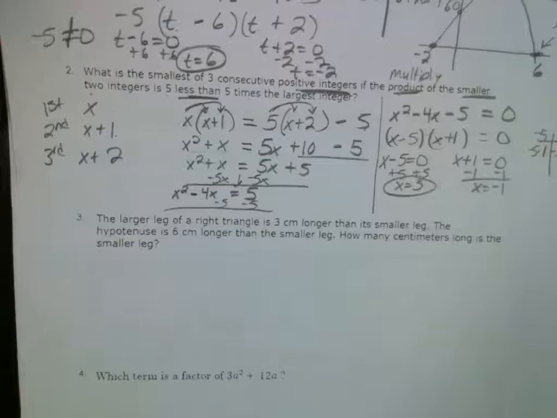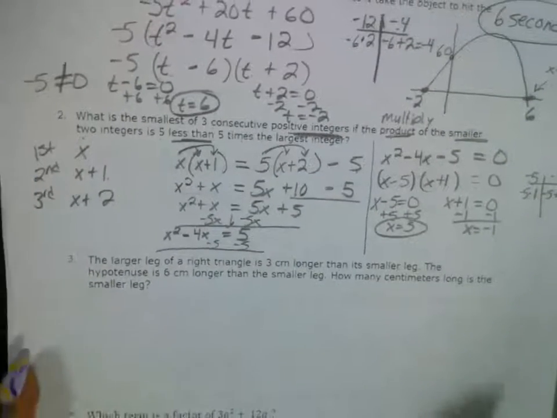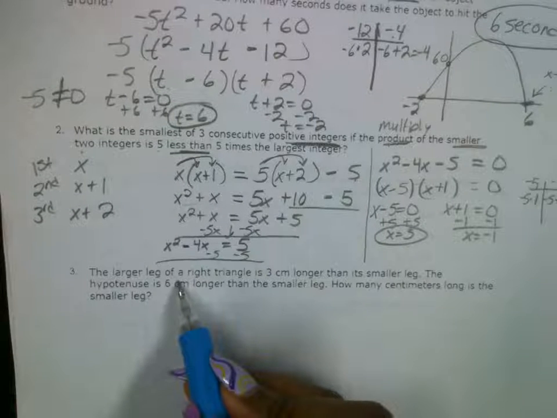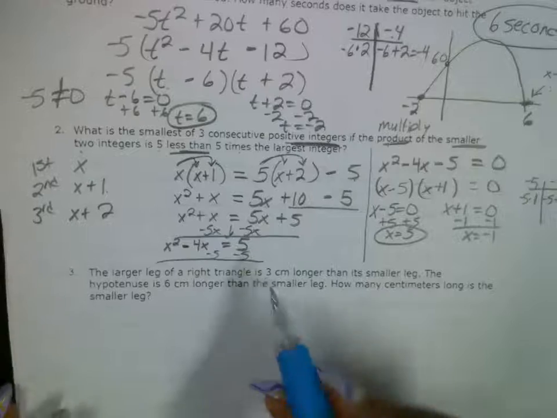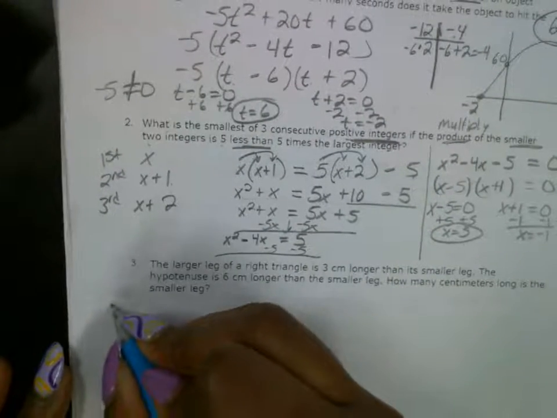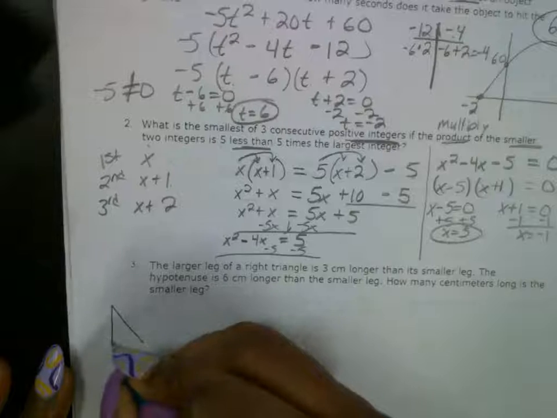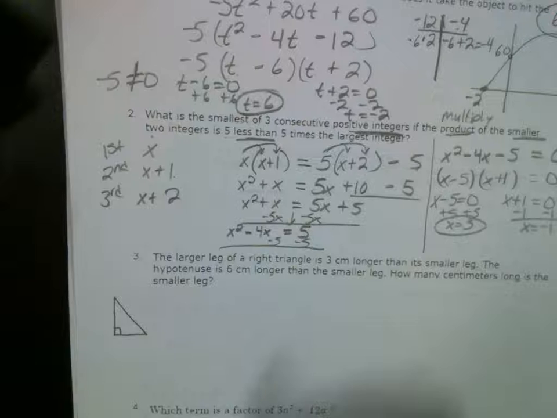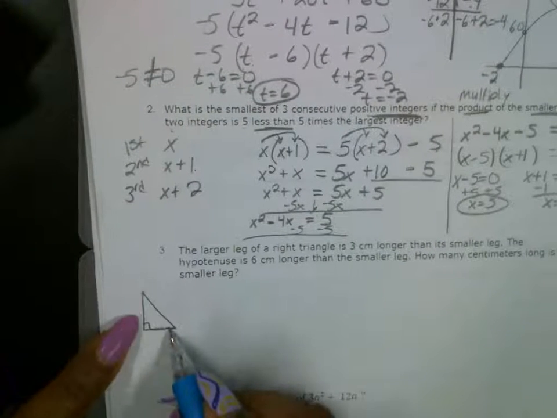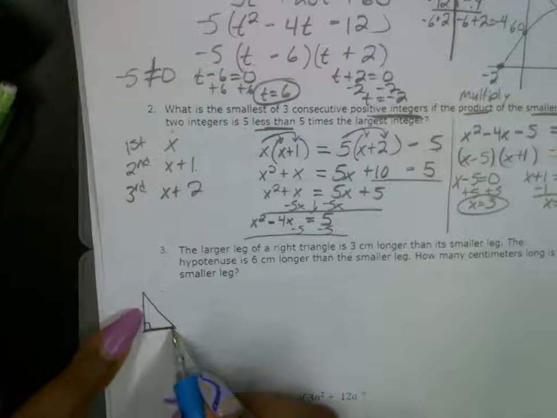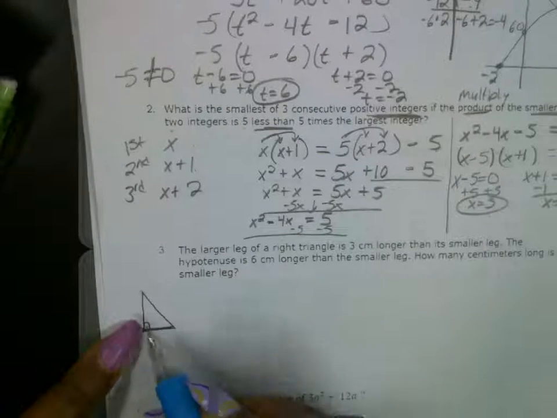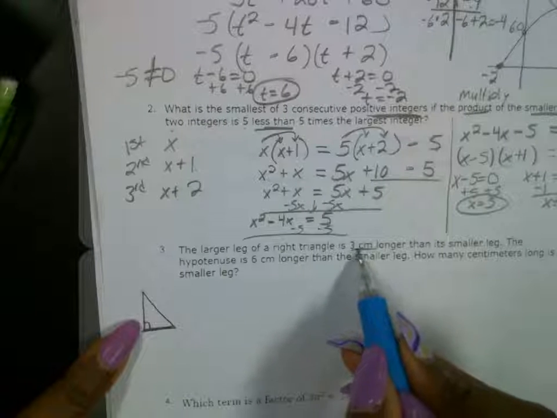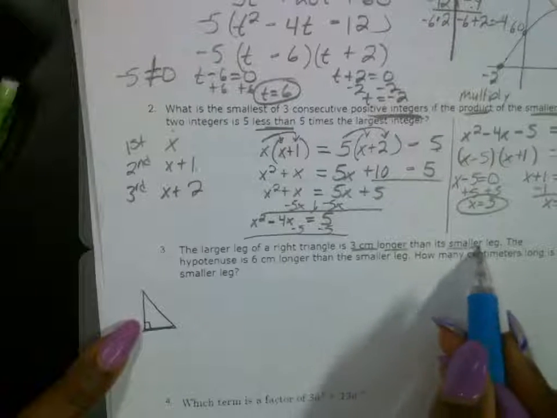All right, so let's do it. Okay, so number 3, it's saying that the larger leg of the right triangle. So let's draw a right triangle. Draw it out to the side, because you got to see it. The legs are these right here. This is the larger leg for me. So this larger leg is 3 longer than the smaller one.